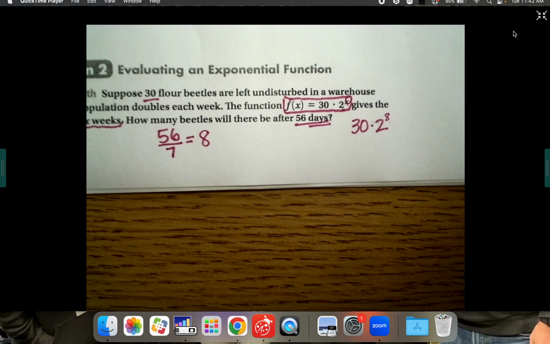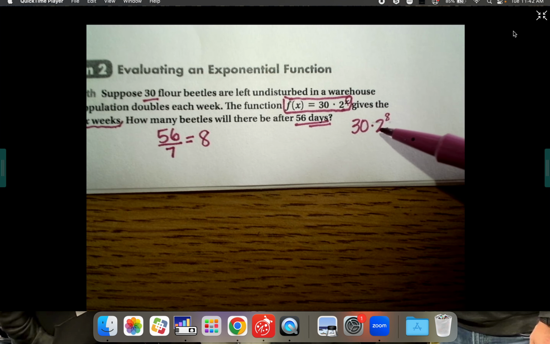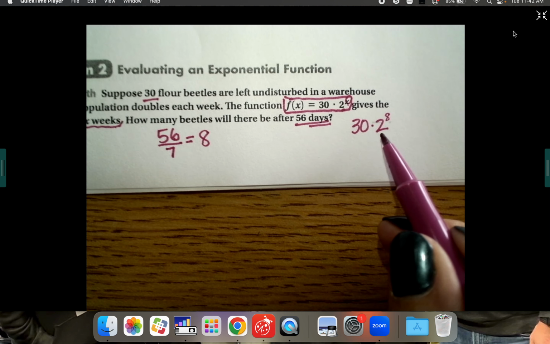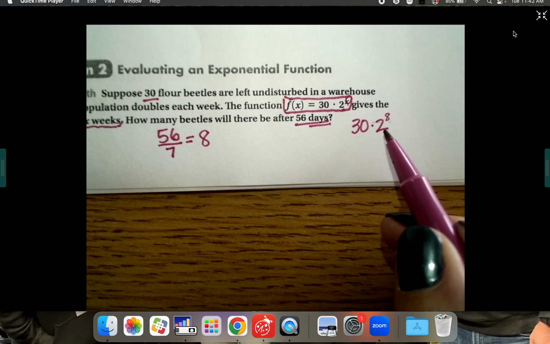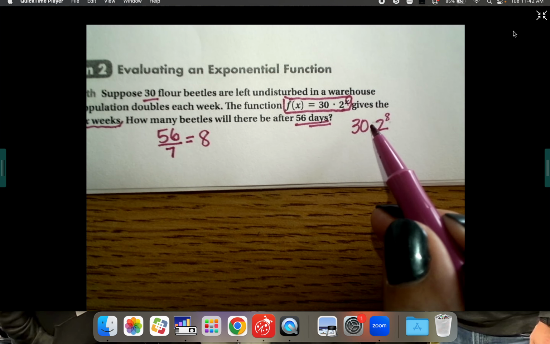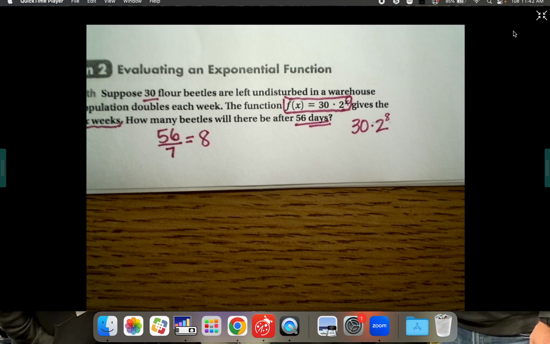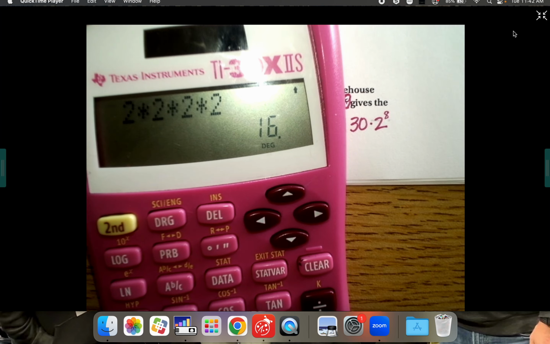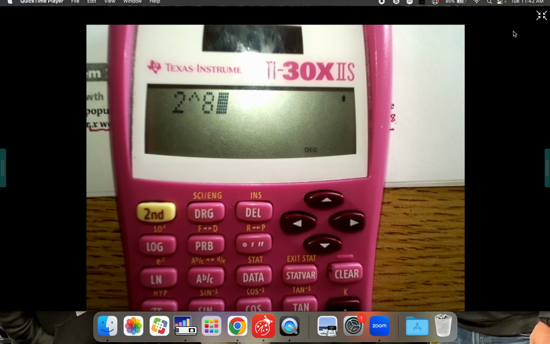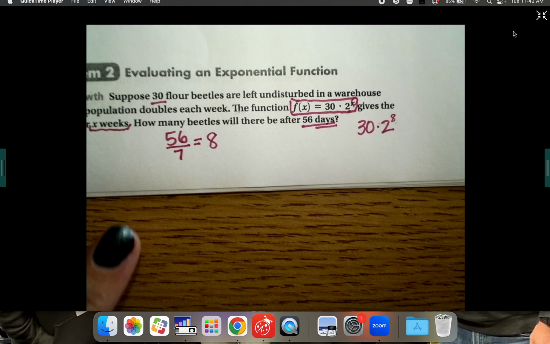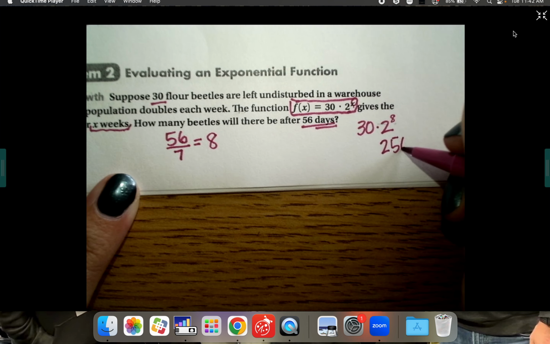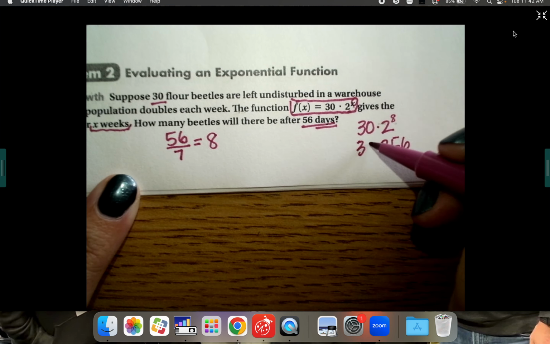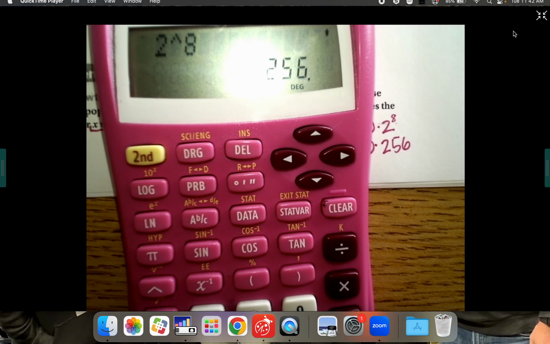All right, and remember, you always have to solve problems according to the order of operations, so we have to do exponents first and then go back and multiply. So don't call this 60 to the 8th power. You need to solve 2 to the 8th power and then go back and multiply by 30. So 2 to the 8th power is 256, and we're going to take that times 30. There's going to be a lot of beetles.